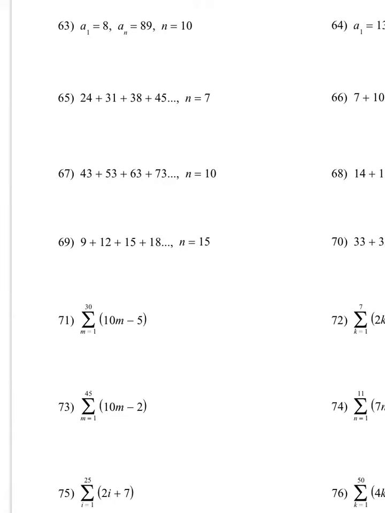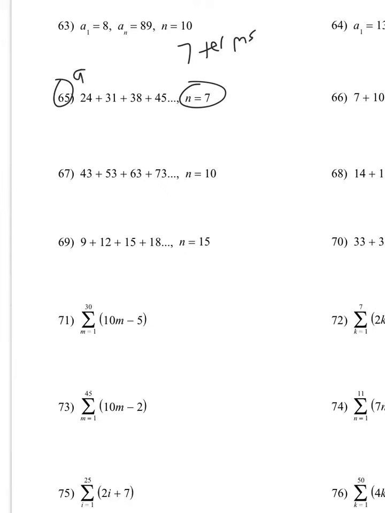Now we're still looking at finding the sum of so many terms in an arithmetic sequence, which is an arithmetic series, but just the way they give the problem is a little bit different. We're going to look at number 65 right here. Notice they list out the first few terms and they tell you that n is 7. So we're finding the sum of the first 7 terms.